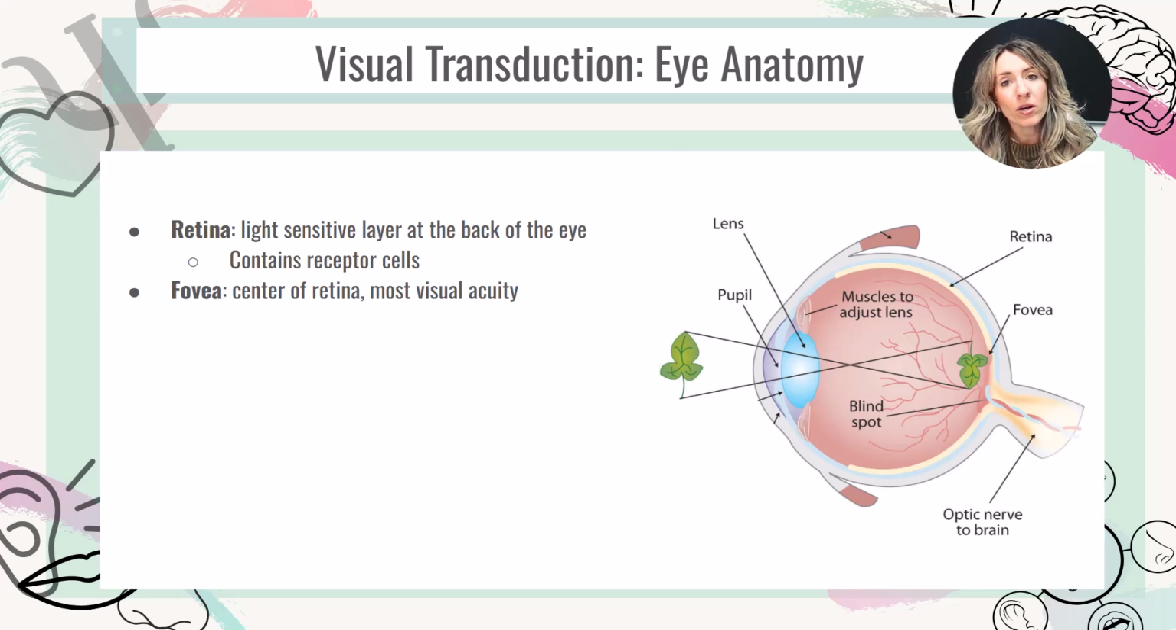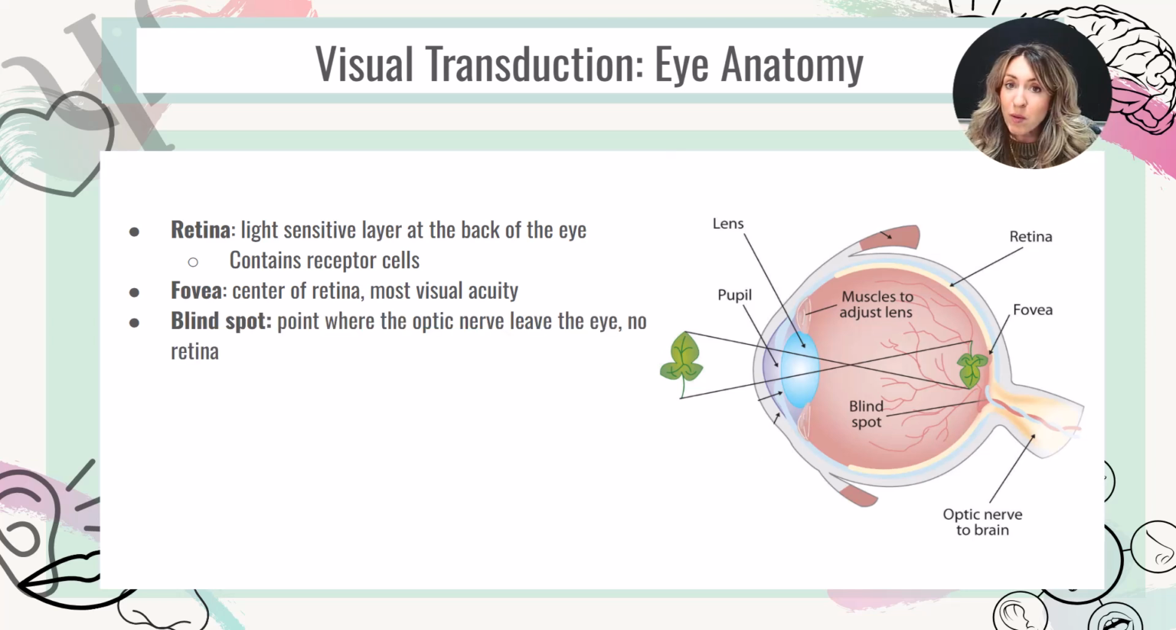Some other important parts of the anatomy of the eye to know: there is a spot in the very center of the retina called the fovea, and it is where you have the most visual acuity, or clarity. It's why when you want to really see something, you turn to directly stare at it. You don't look at it from the side. You have the most visual clarity in the center of the eye.